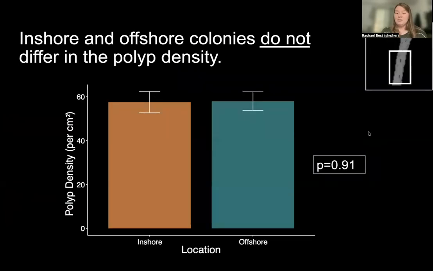So looking at polyp density, I found no significant difference between polyps at inshore and offshore colonies, which differed from what we've seen in previous studies of these mixotrophic octocorals, where they've had a higher density of polyps on inshore sites. We didn't see that in this species.